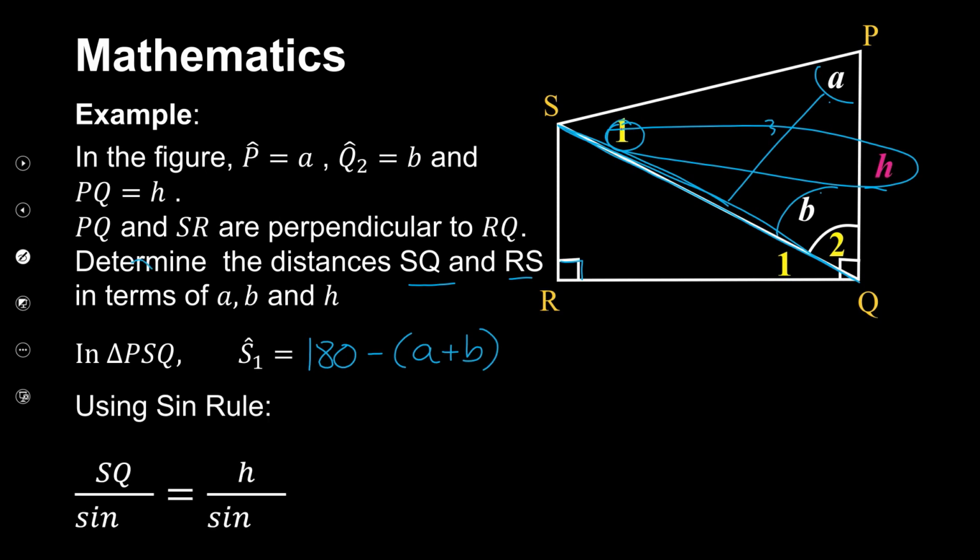Now using the sine rule, we can say that SQ over the sine of the angle across it. Across from SQ we have A, and H, that one, over the sine of the angle across it, which was sine of S1. And for S1, we had this expression, which was 180 degrees minus (A plus B). Okay, let's continue.